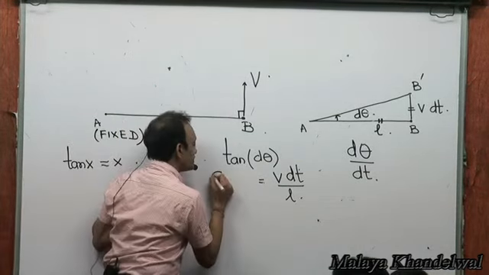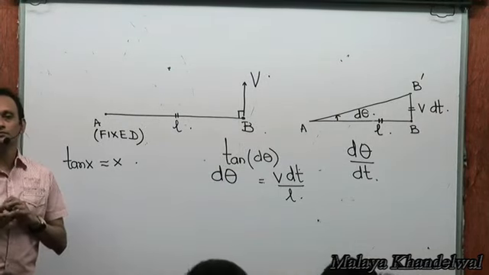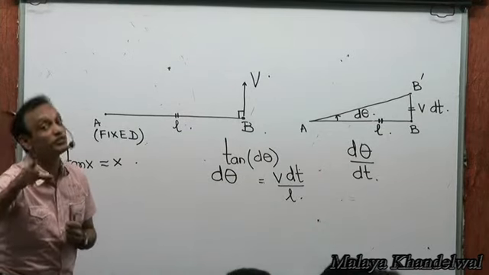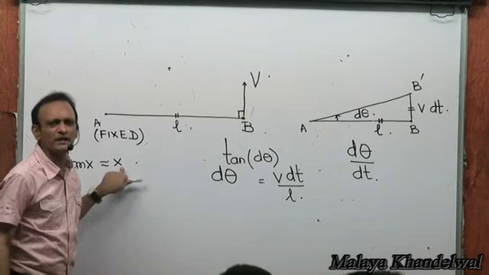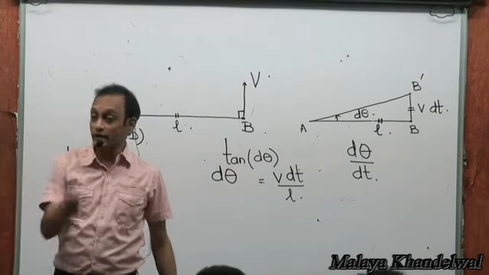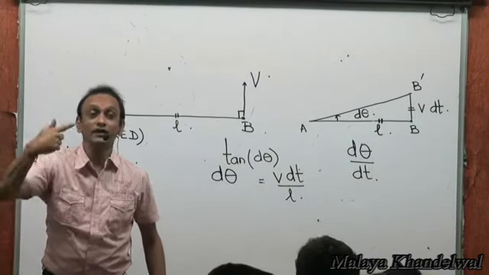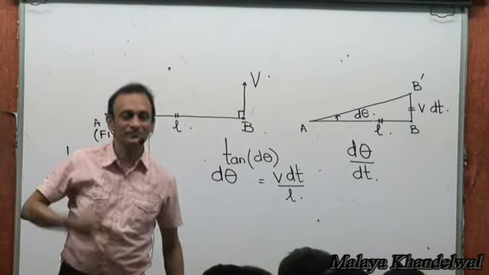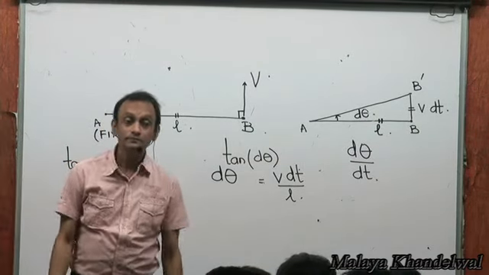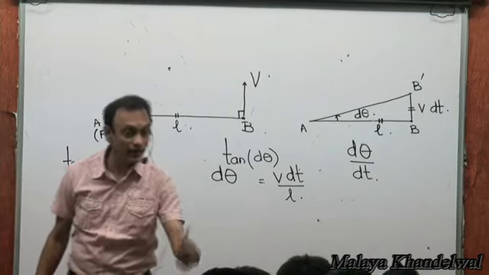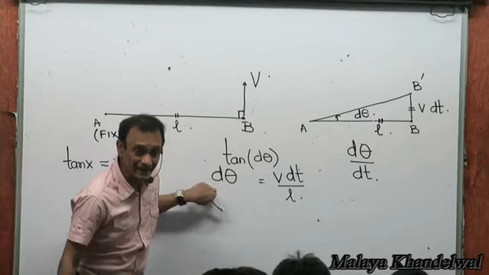So, d theta then is v dt by L, where the angles are measured in radians, not in degrees, right? In radians, tan x is approximately equal to x when x is very small. You can pick your calculators, check some small values of x, and you would know that I am not cheating you. See, very close to 1, right? So if d theta is very small, tan of d theta can be replaced by d theta.